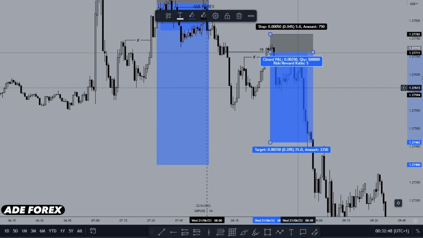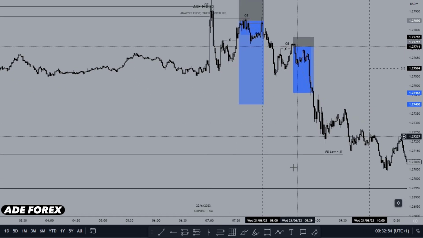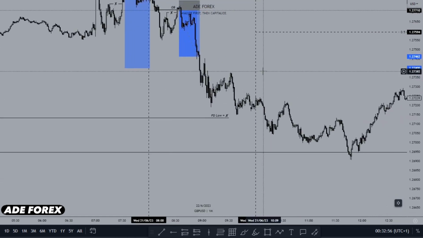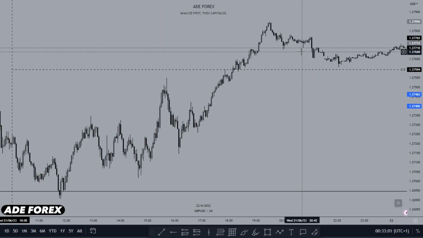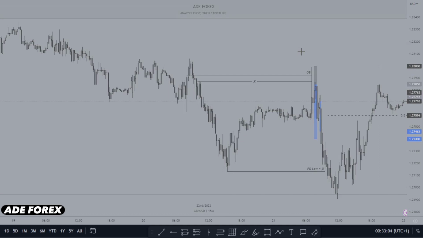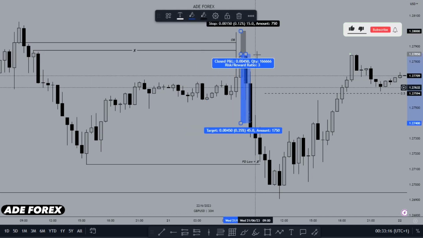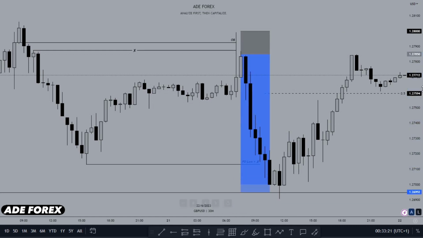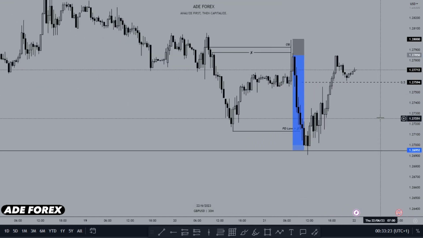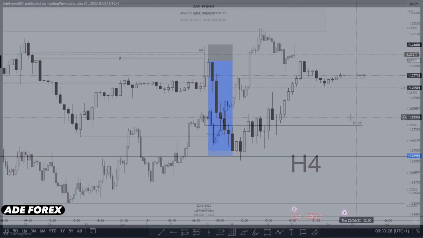And as you guys can see, the market came and took out the previous daily low, and then let's go to the 30 minutes. As you can see, the market actually tapped into the 4-hourly time frame order block that we had marked out earlier on, and it was a really nice setup.